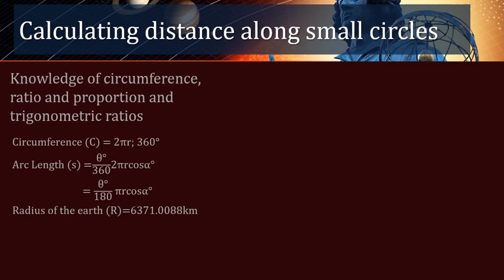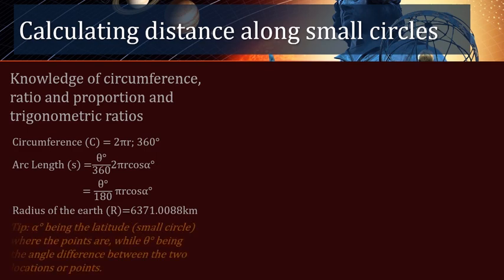The radius of the Earth is 6371.0088 kilometers. So where we see small r, we are going to replace it with the capital R, which is the radius of the Earth. Now, here is something that we have to know. That α degree is the latitude or the small circle where those points are, while θ degrees is the angle difference between the 2 points or locations along that latitude or small circle.